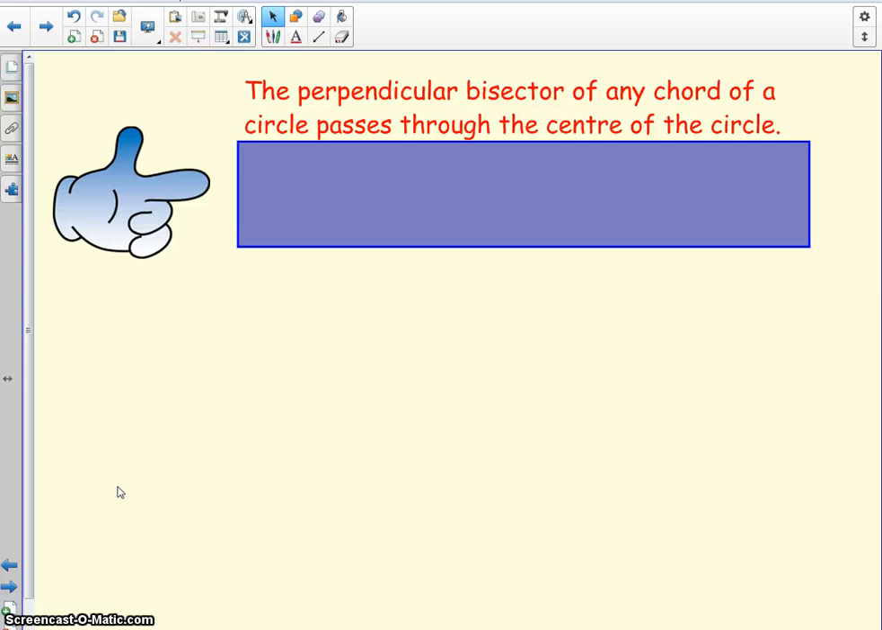Okay, so as it actually turns out, the perpendicular bisector of any chord on a circle passes through the center. So what that means is you can take any circle you want. So I'm just going to draw one in here.